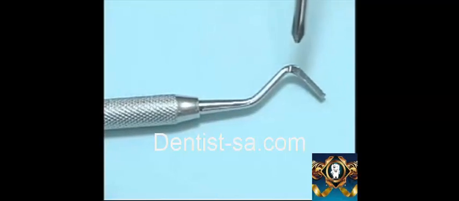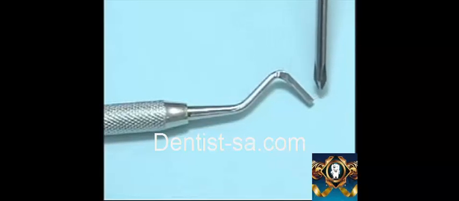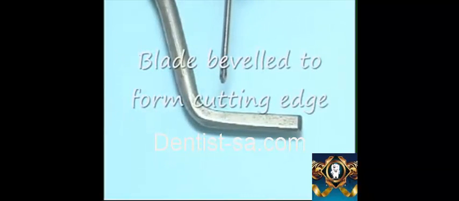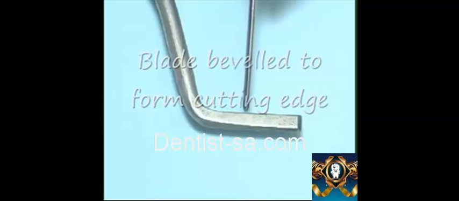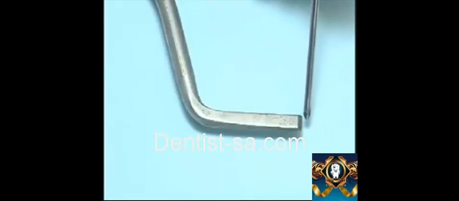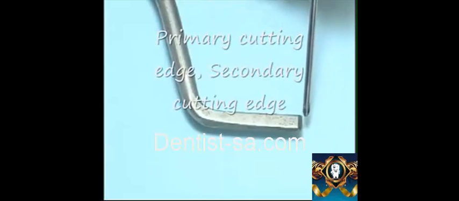The blade is the last section. It is the working part of the instrument. The blade of the instrument is beveled to create the cutting edge. In some instruments there are three bevels. Two are on the side and one is at the end. The edge on the end is called the primary cutting edge, and the edges on the sides are called the secondary cutting edges.